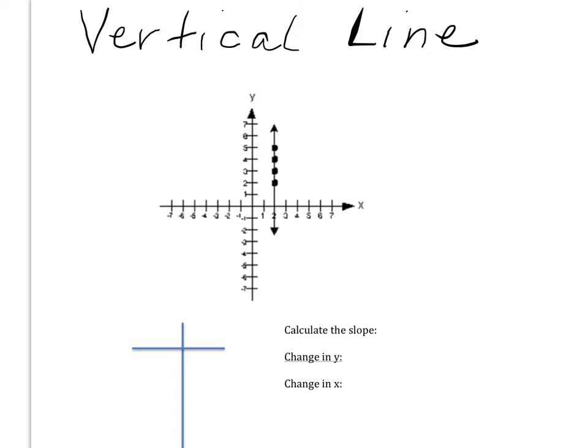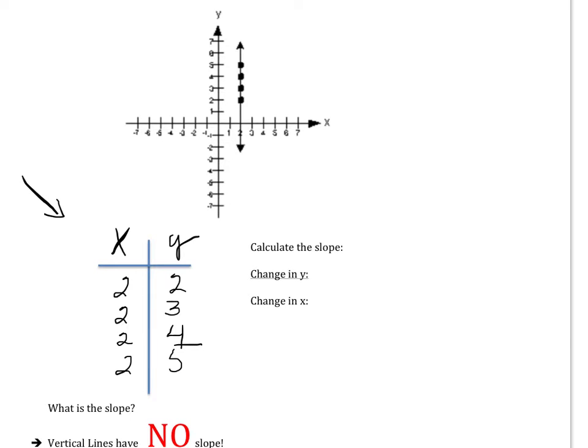Now let's do the same with the vertical line that you see. Here's the IO table. I want you to write in the IO table the coordinates for the 4 points that are graphed on the vertical line. So take a minute, draw the IO table on your paper, and give the coordinates. Your table should look like the table that you see.